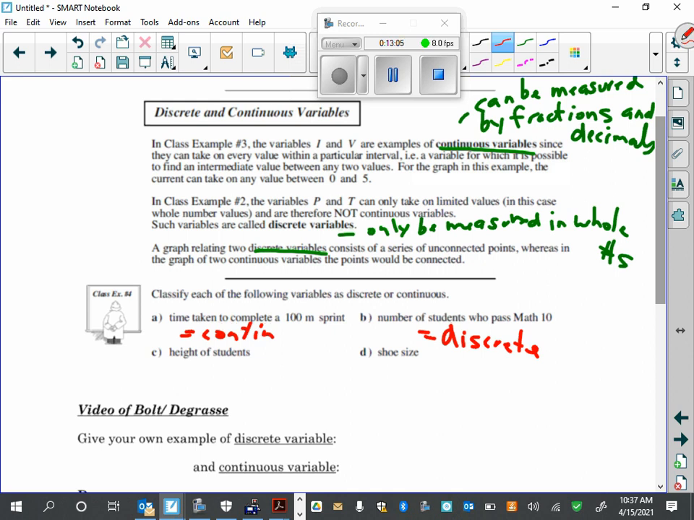What if you're 6 feet? Is it discrete or continuous? It's still continuous, because it could be 6'2". What's 6'2" as a decimal?